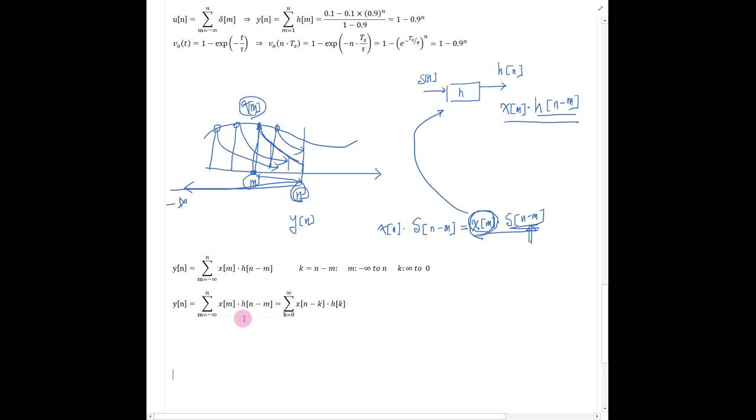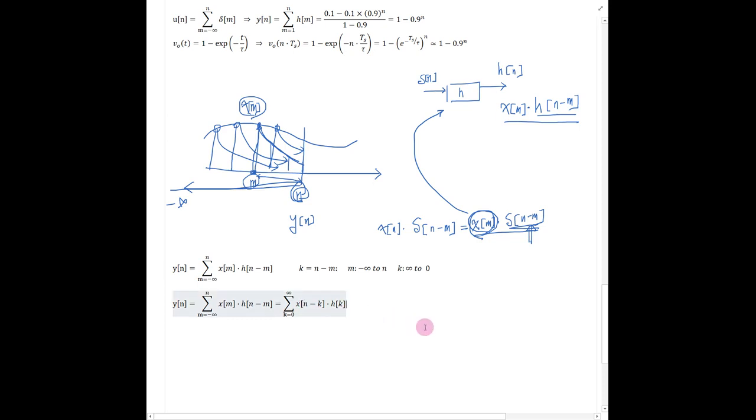We call this the convolution operation. So x[m] is the input value, h[n minus m] is the scale factor. It's the same. If we think about n minus k terms, that scale factor is h[k], because x[n] is separated k indexes from the current point. So this is the convolution operation.